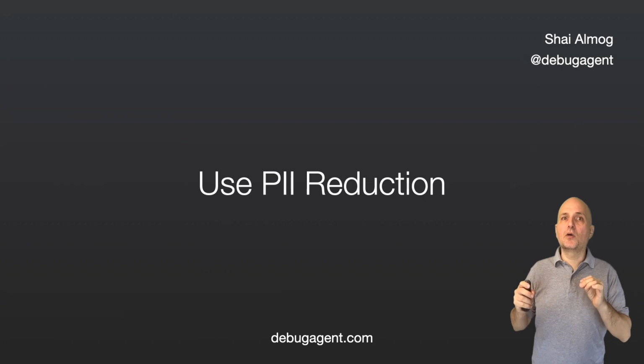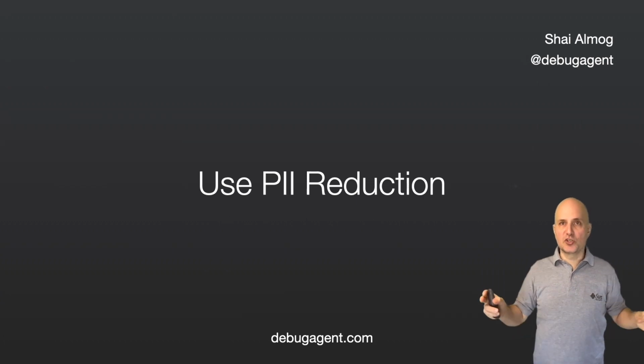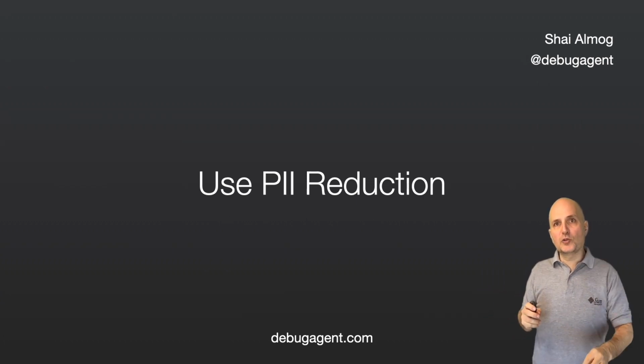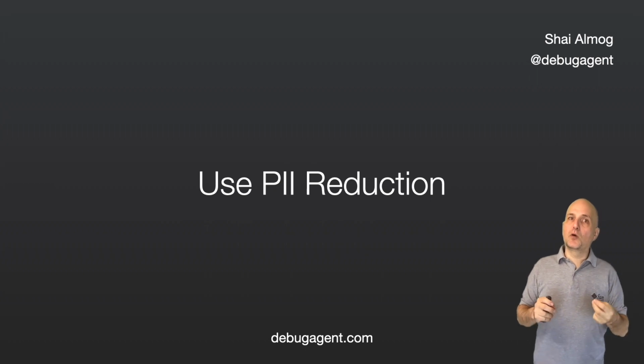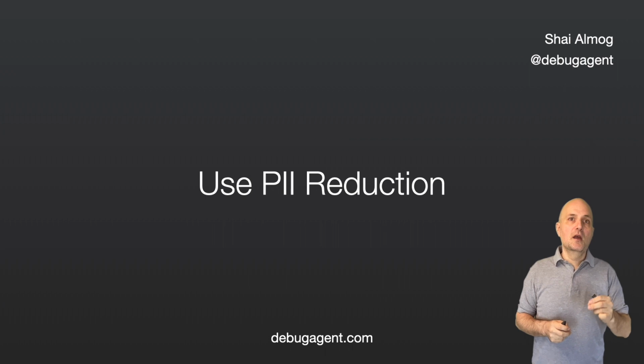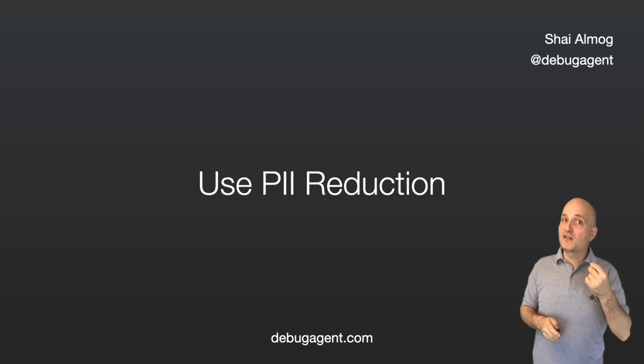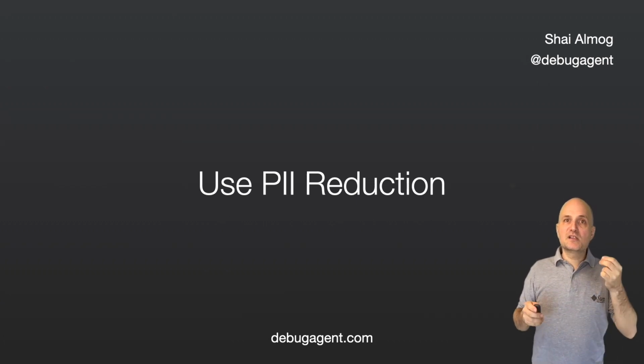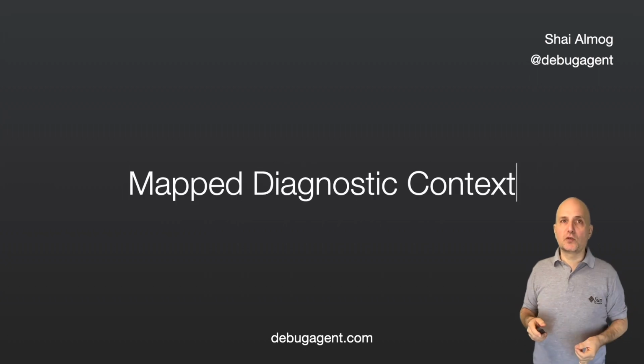Personally identifiable information is a huge issue. You can inadvertently log a credit card number when printing an object and accidentally violate regulations. PII reduction lets you define masks that would remove such accidental logging. I discussed this before, and this is crucially important.